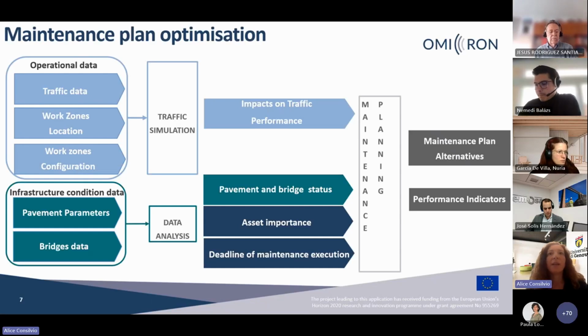Regarding the integration of this information in the maintenance planning, as you can see in the diagram, the impact on traffic is used in the planning, and also the data analysis information about the pavement and bridge status and the importance of the asset. What we get as output is the maintenance plan, so the planning of the work zones and the maintenance activity. We will have also different scenarios and alternatives of maintenance plan that can be chosen by the infrastructure manager, and also the performance indicators that are related to the specific plan and scenario.